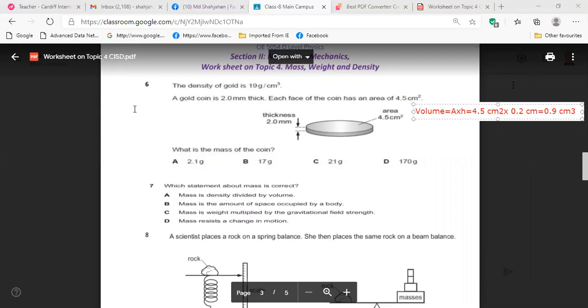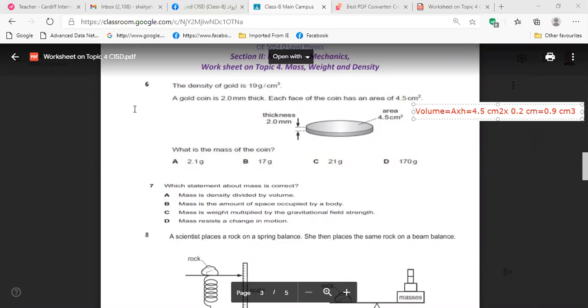Check. B, 17.1. Sir, the answer comes 17.1. That is B. Okay, your answer is B, right? 17.1. Yes. So in this question, you need to be careful, right? If you are directly multiplying with 2 millimeter, then the answer will come D, right?